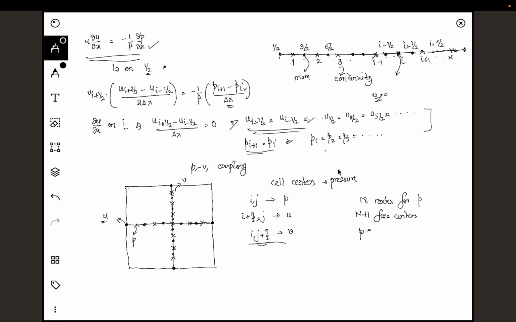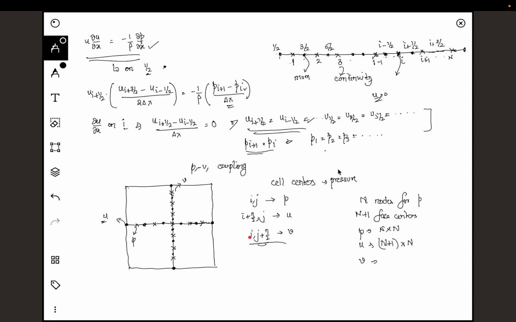So my P, if it is a dimension of n cross n, then my U is going to have dimension n plus 1 along the x direction. In the y direction it will be the same, because j is the same coordinate as this. So there won't be any deviation along the y direction. V will be exactly the other way around.